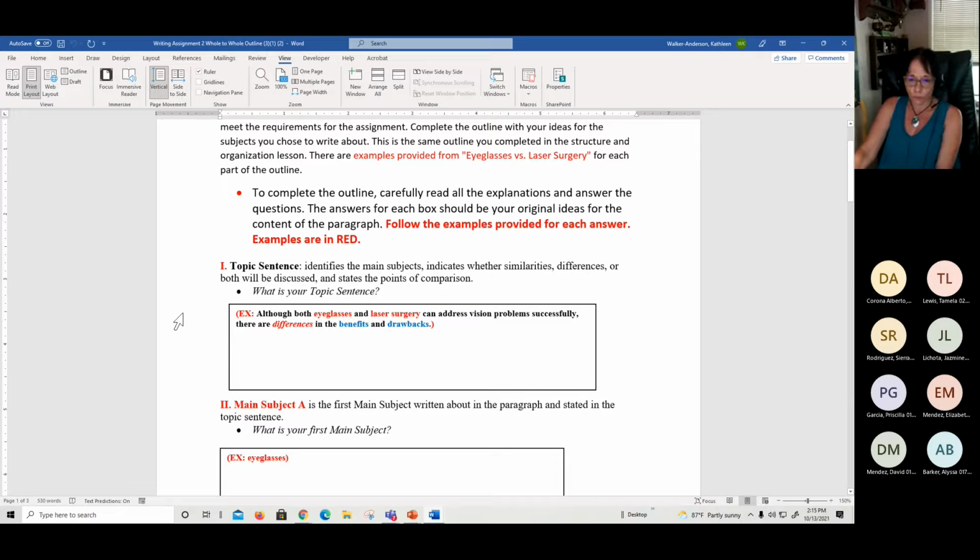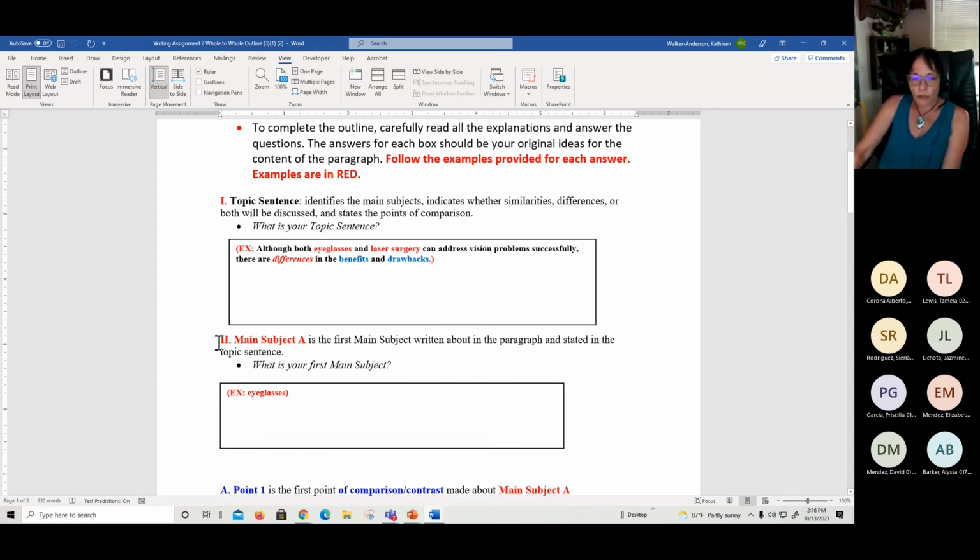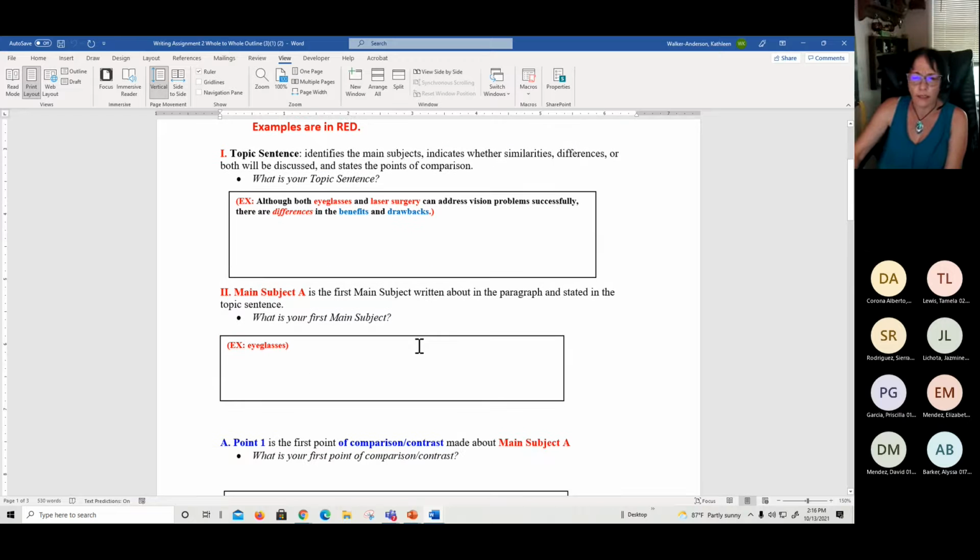So this is whole to whole. And the way the outline works is this is just an example from that example paragraph of what needs to go in the box. So this is the topic sentence. This is the topic sentence in the paragraph about eyeglasses and laser surgery. What you would do is write your topic sentence here. You'll include your two main subjects. That's what this one has, eyeglasses, laser surgery. Differences are going to be discussed, and that puts the points of comparison in the topic sentence, benefits and drawbacks. All right, so then the way the outline works, and I changed, I had full sentences here, but it's not necessary.